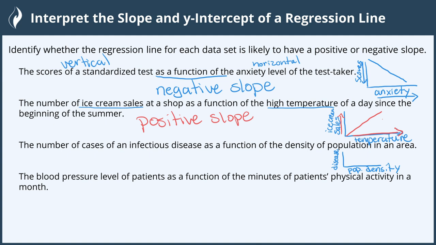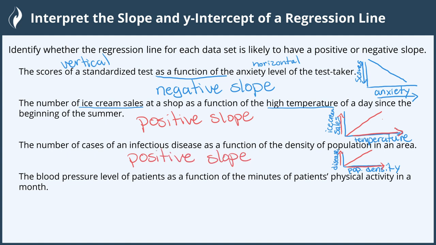Now, as we see the population density increase, we will actually see an increase of disease because it is easily transferable if there's somebody around. If the population density is small, then you're not going to be in contact with as many people. So we're going to see population density going up and disease going up, which again gives us a positive slope.